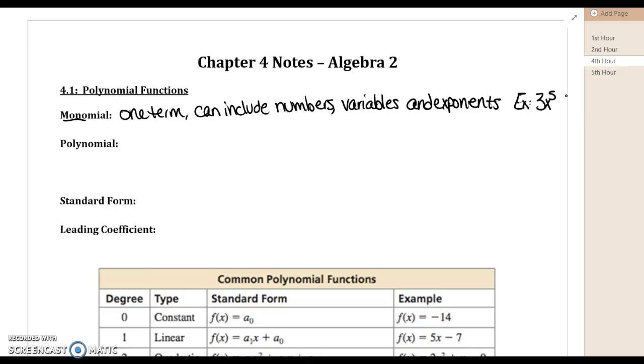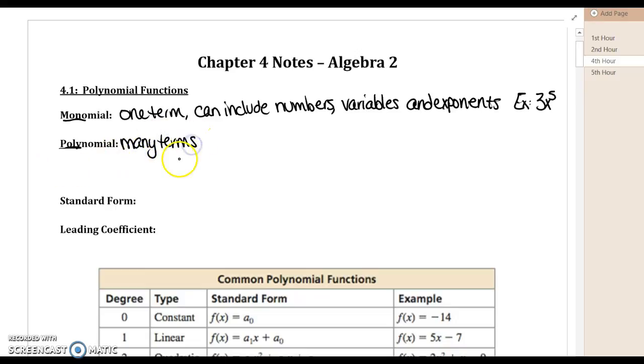If it's addition or subtraction, it becomes a polynomial. A polynomial, poly, is a prefix that means many. So really a polynomial is more than one term, or we can just write many terms.